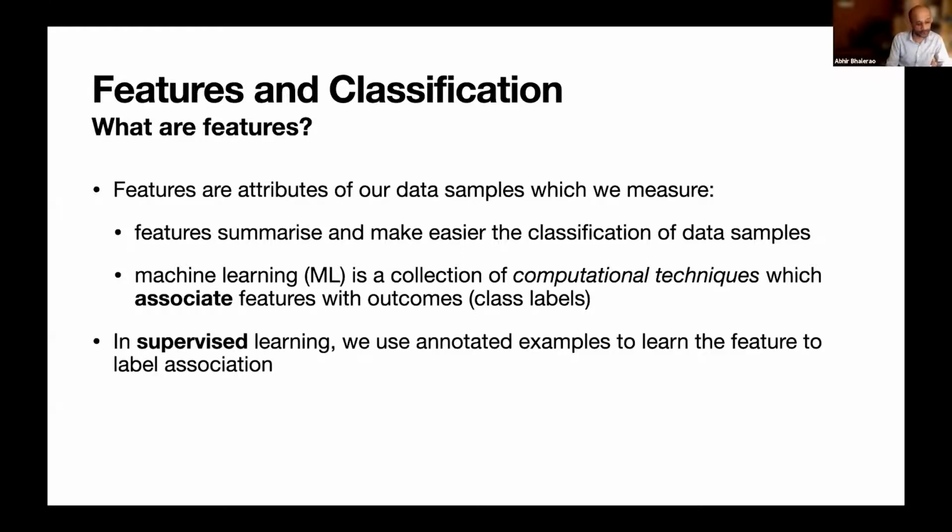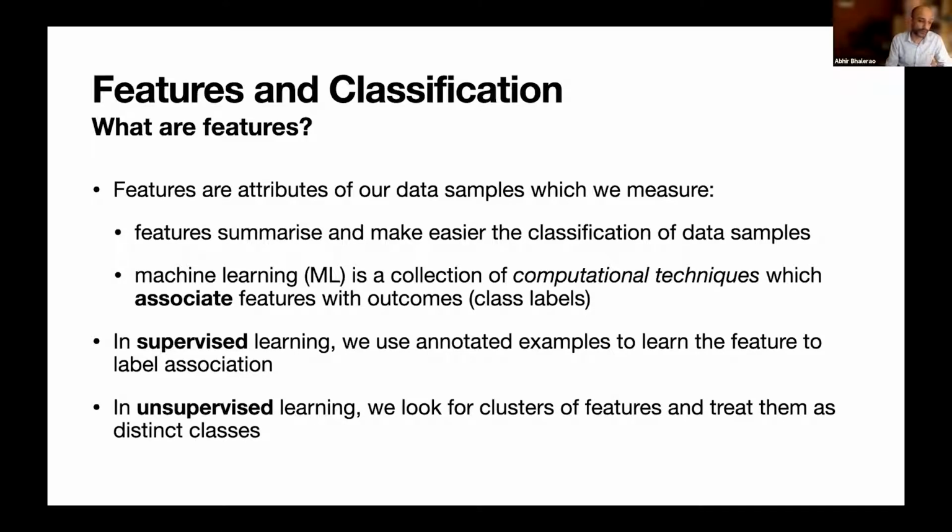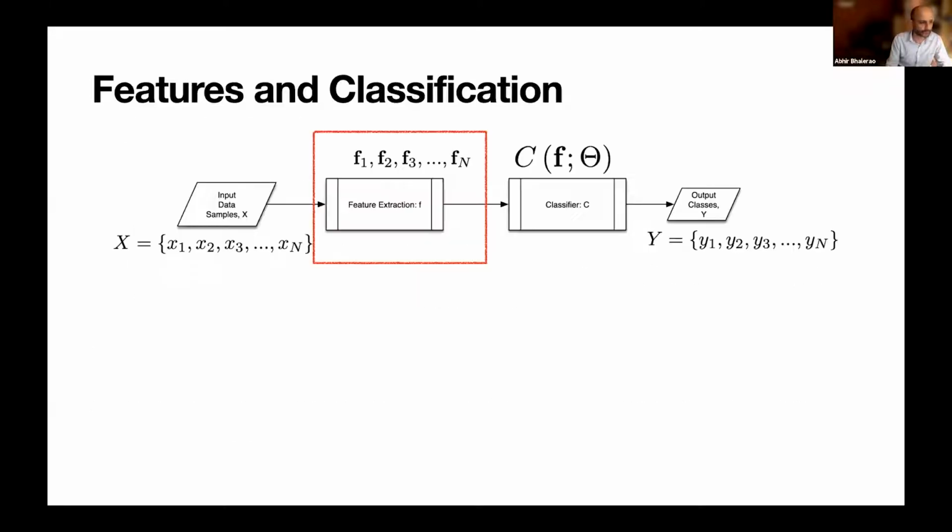You will have heard the term weak supervision, or supervised learning. In supervised learning, you use annotated samples or annotated examples to learn the feature-label association. There's also another form of learning, called unsupervised learning, which you may come across, where we don't necessarily have annotated samples, but we study the clusters of features and treat them as distinct classes.